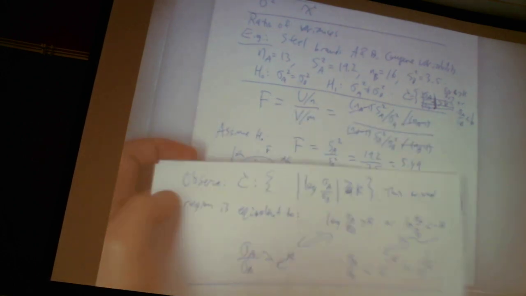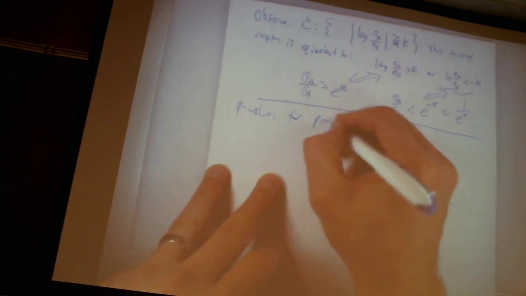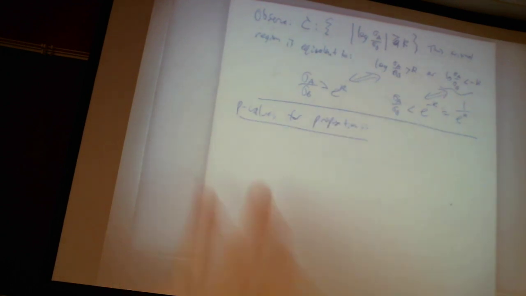All right. That was a ratio. Let's talk about proportions. Any questions on ratios of variances? That was p-values for ratios of variances. Let's do p-values for proportions. So let me give you an example.